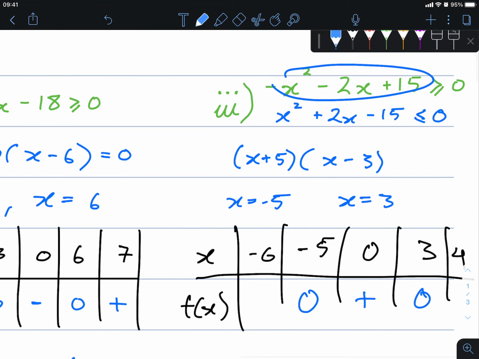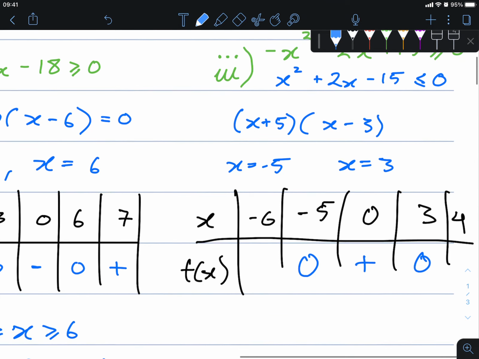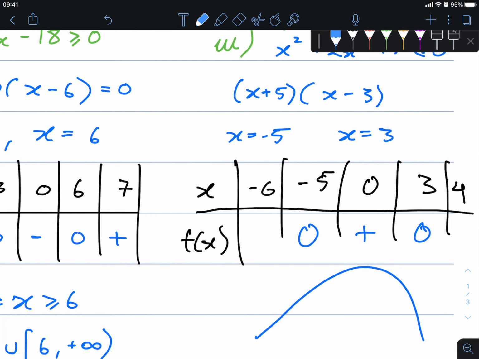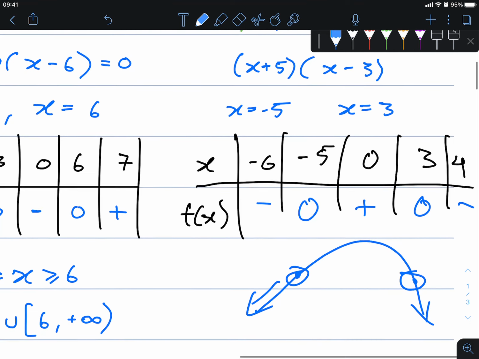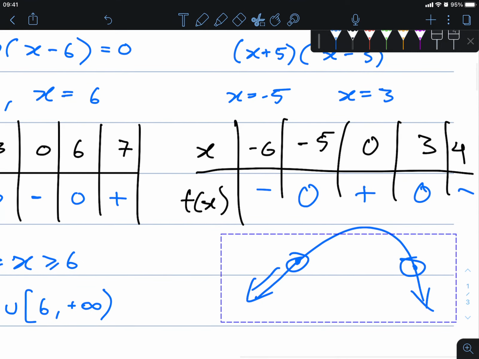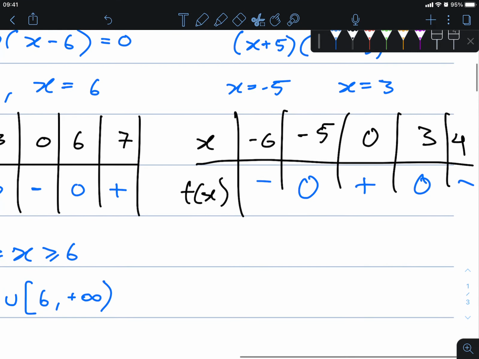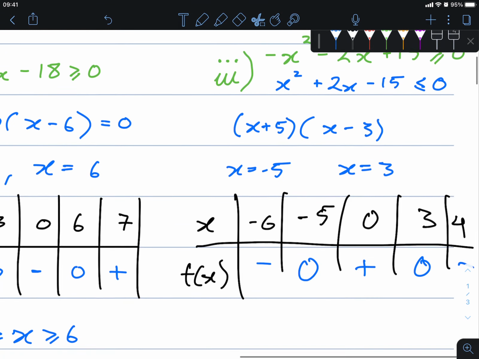This is a parabola that's concave down, and we've already figured out where it's positive. So it's concave down like this, and here are its x-intercepts, negative 5 and 3. The rest have to be negative. You can double check that by using the calculator, but there's a little trick you can use.